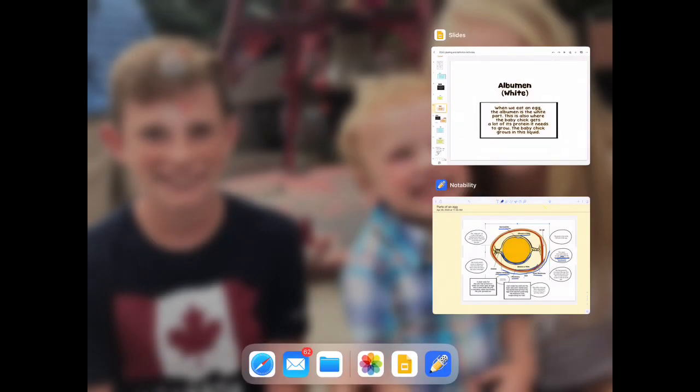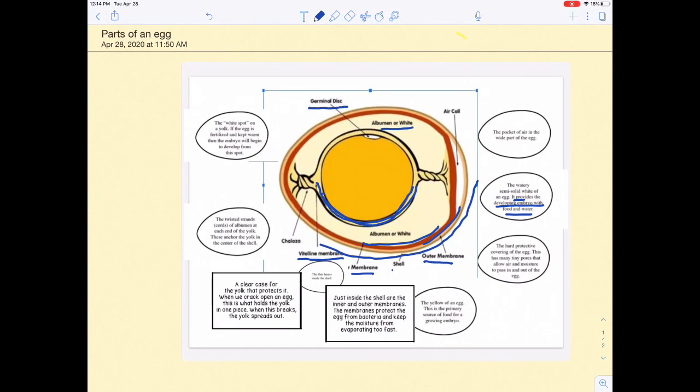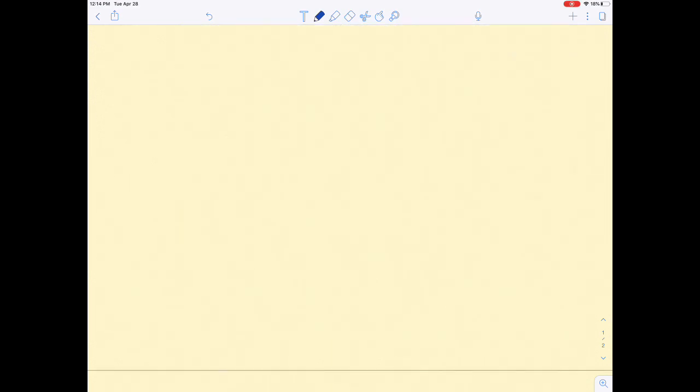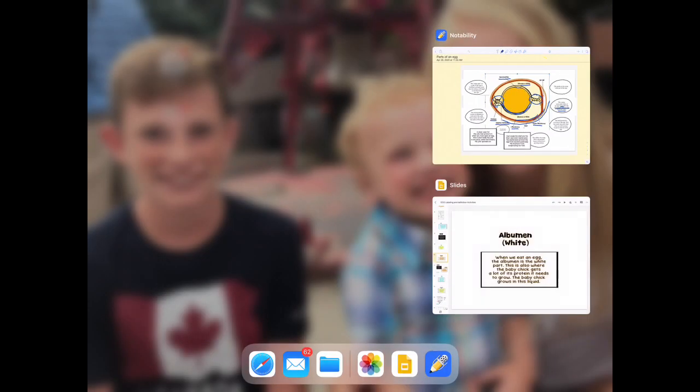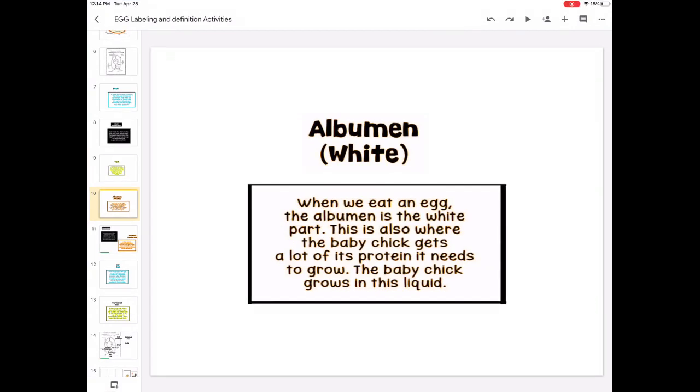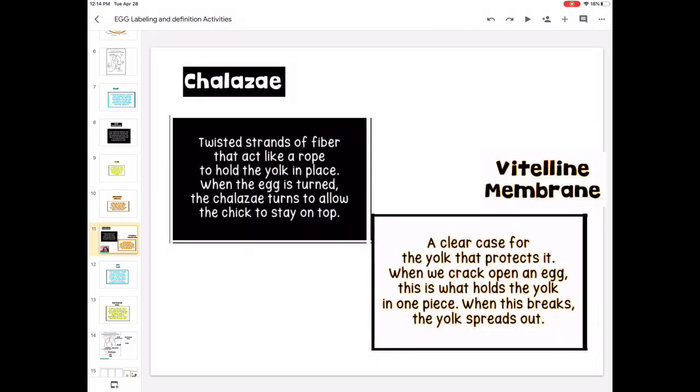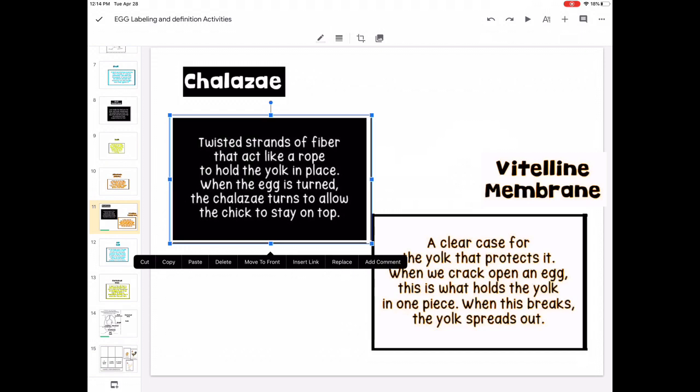All right, so what else do we have here? We have something called the chalazae. And the chalazae is the twisted strands, or, whoa, where'd it go? The twisted strands or cords of albumin at each end of the yolk. So it's here and here. And if we look at our other list of words, let's see, it's right here. The twisted strands of fiber that act like a rope to hold the yolk in place. When the egg is turned, the chalazae turns to allow the chick to stay on top.